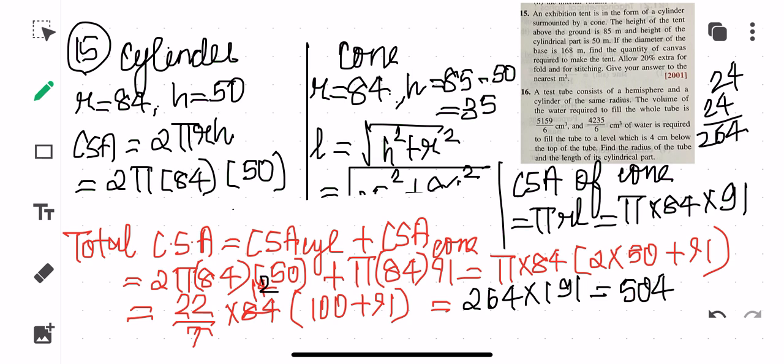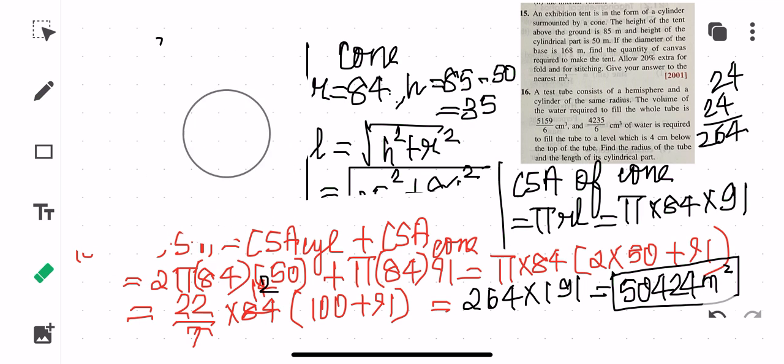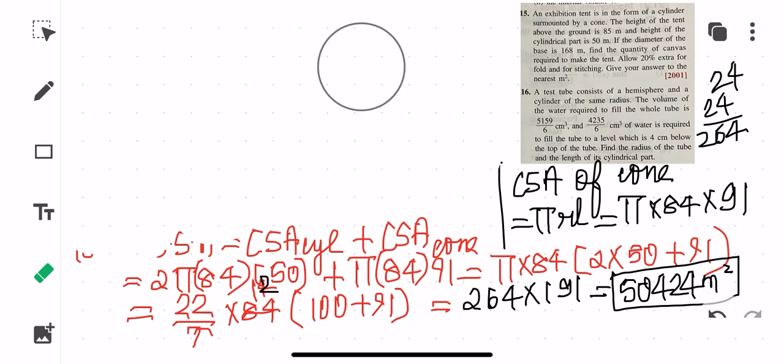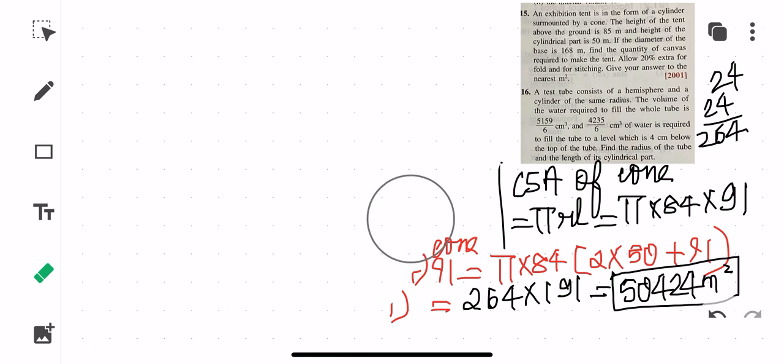Okay, so this is coming out to be equal to 50,424 meters square. Okay, so this is what you are getting. So this you are getting when the exact amount of cloth or the canvas is required to make the tent. But they are saying what? You have to allow 20% extra for fold and for stitching. Here they are not saying that 20% is getting wasted, children. They are saying that 20% more is required.